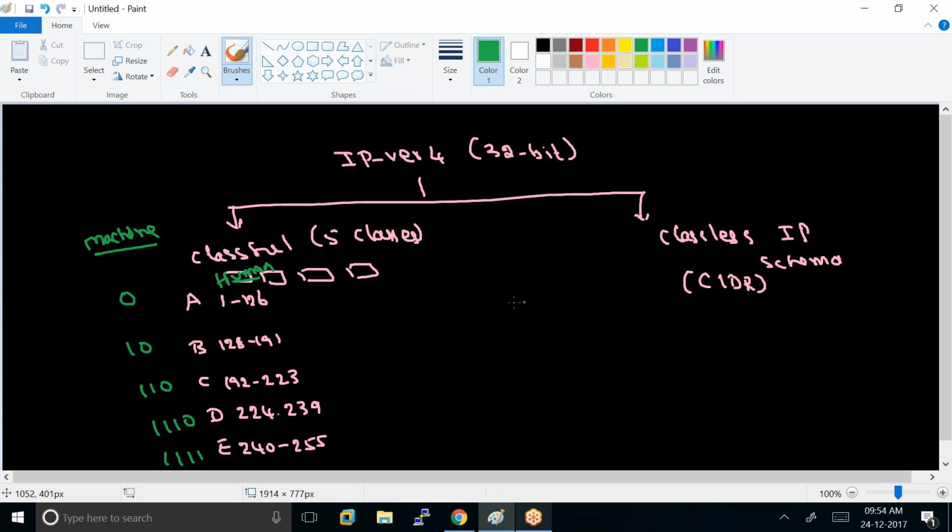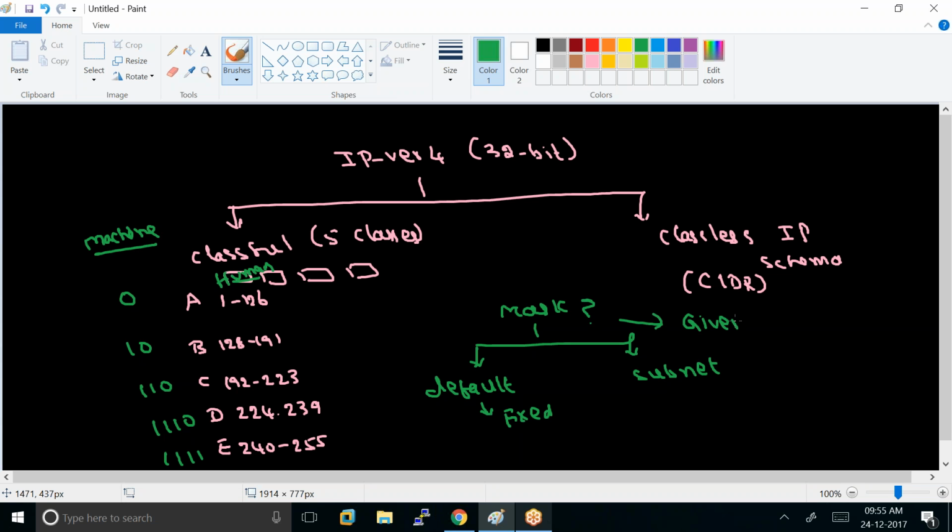Here we also discussed masks. There are 2 types of mask. One is the default mask, and the second type is the subnet mask. The default mask is fixed. For what reason do we need to use the mask? Given an IP address, to find out the network part and the host part.